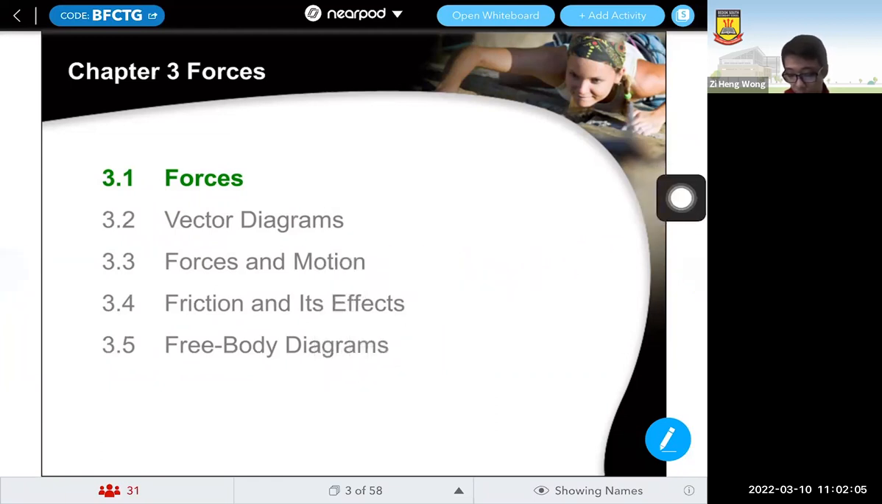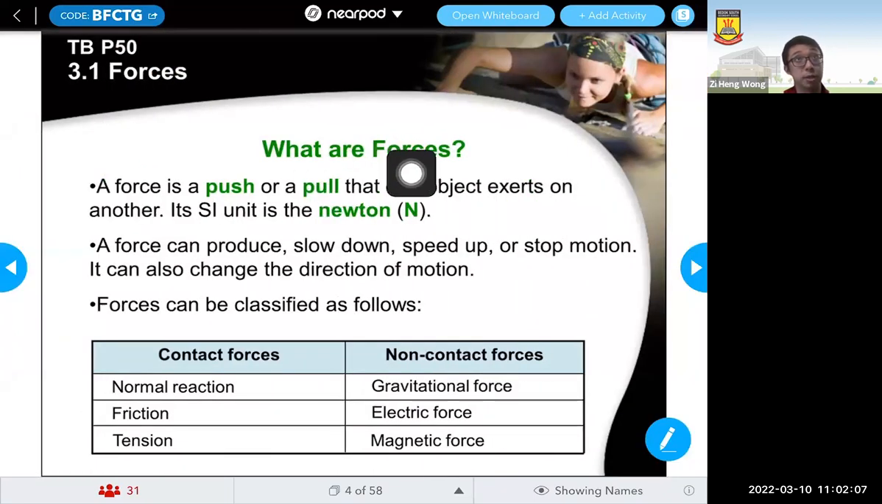So 3.1 is just an introduction, like what are forces. I think we learned this before in Set 1. A force is a push or a pull that one object exerts on another, and the SI unit is Newton. A force can produce motion, slow down, speed up, or stop motion. You can also change the direction of motion. Forces are mainly classified into two types: contact forces and non-contact forces.